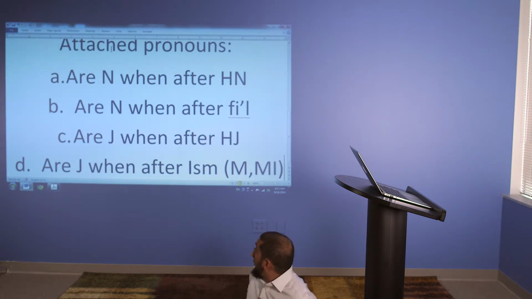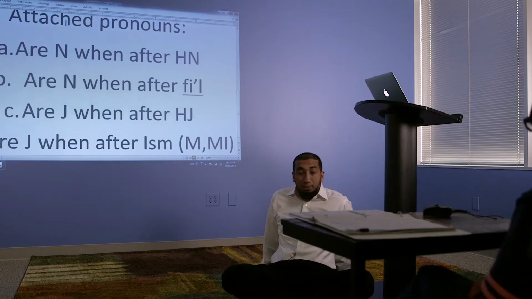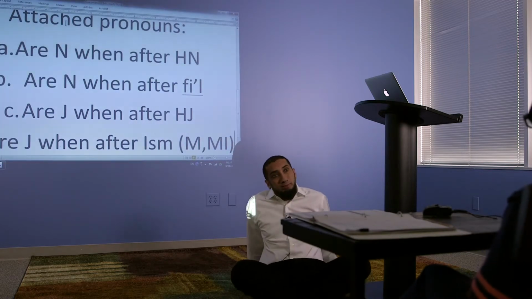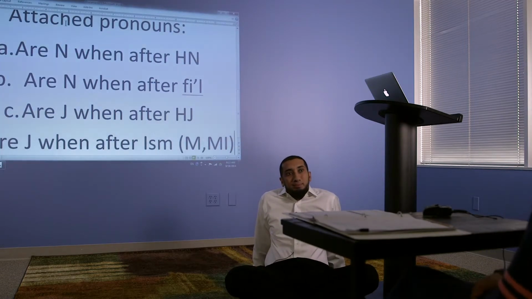The third point is they are jar when they are after a harf of jar. Let's try attaching huwa to all the harf of jar. Or just 4 or 5 of them. So Ba. How do you attach a harf of jar to a ba? bihi. Good. Ta you can skip because it only comes with Allah.